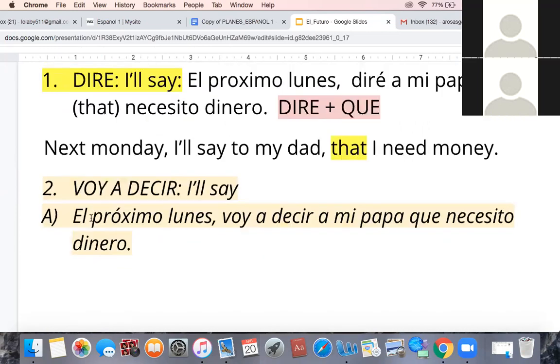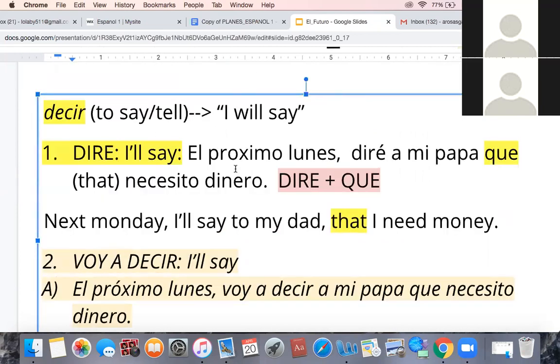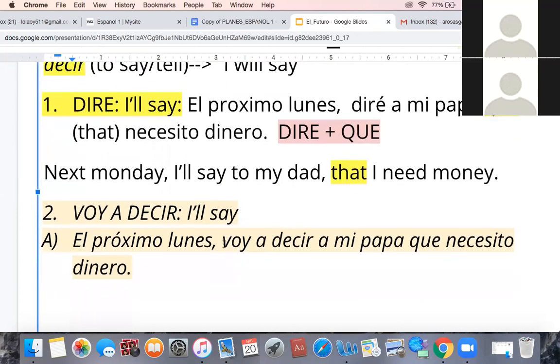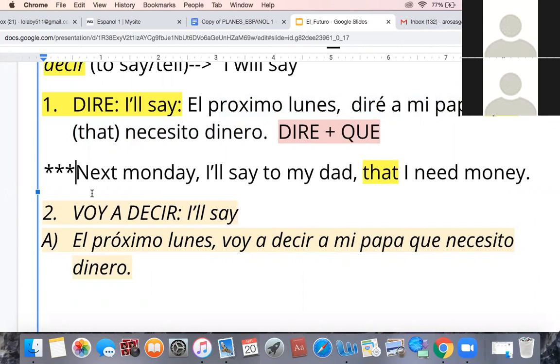And here's your example. I literally took the example on the top, made it in the bottom, and just changed diré, right, this little part, to voy a decir. So el próximo lunes, same thing, el próximo lunes, voy a decir, right, instead of diré, and here's my dad, that que necesito dinero. Okay, so in case you were wondering what do these sentences mean, it's right here. This is the translation. Put like stars right there.